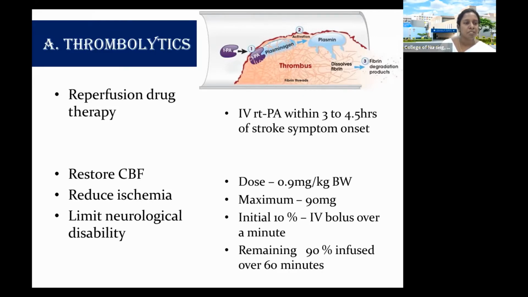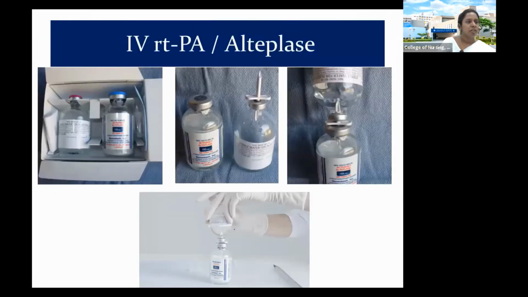So if you take a person who is weighing 60 kg, then you multiply it by 0.9, it comes to 54. So we take 54 mg of TPA and we administer it to the patient. So IV intravenous RTPA is the main line of treatment, and it has to be given for a patient who comes to the hospital after the stroke symptoms have occurred, and it has to be given within 3 to 4.5 hours. This is how the RTPA vial looks.